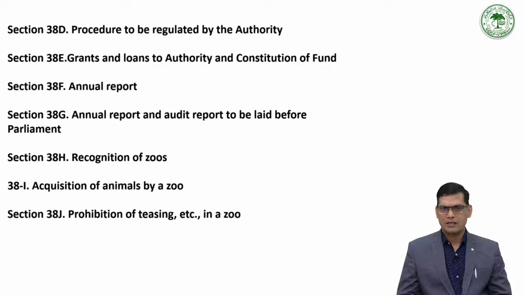Section 38I states that no zoo shall acquire any animal listed in Schedule 1 of this Act unless they have prior permission of the Central Zoo Authority. Section 38J states that no person shall injure, feed, molest, or cause disturbance to the wild animals in the zoo, or litter the area of the zoo.